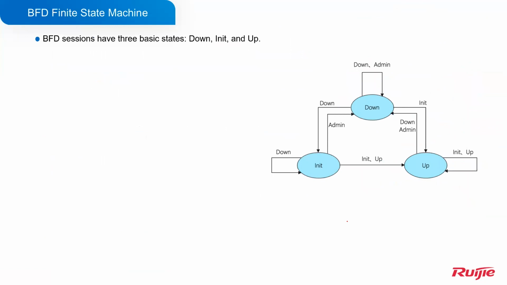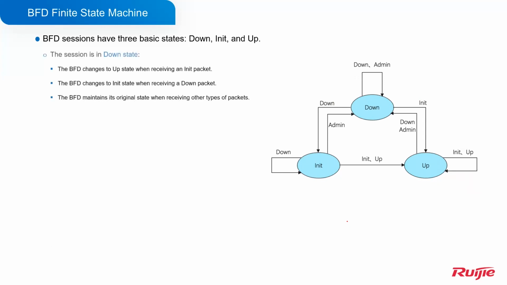And down, init and up, which we have mentioned, are all states of BFD. So let's see the BFD finite state machine. BFD sessions have three basic states: down, init, and up. When the session is in down state, BFD changes to up state when receiving an init packet, and changes to init state when receiving a down packet. Otherwise, BFD maintains its original state when receiving other types of packets.